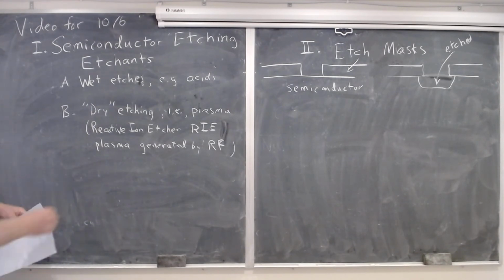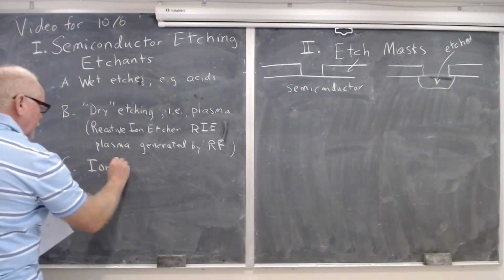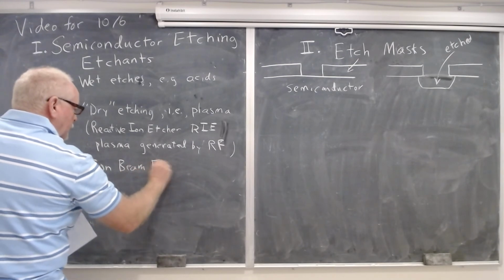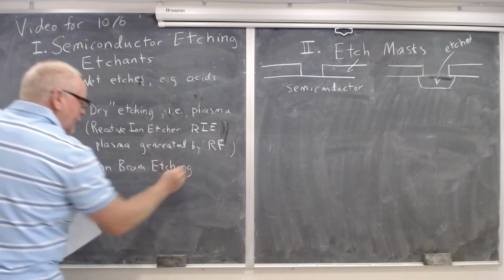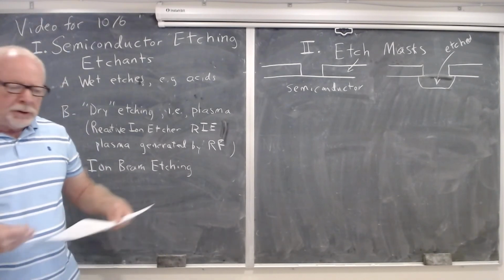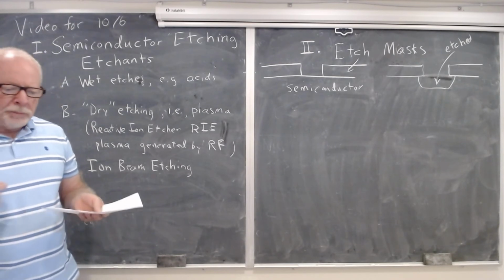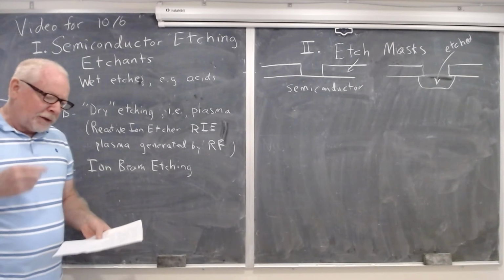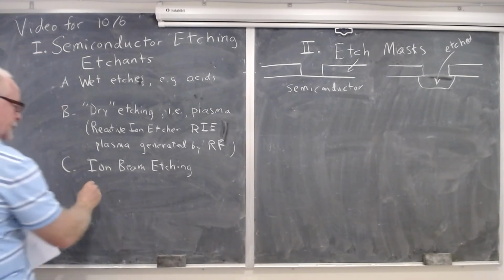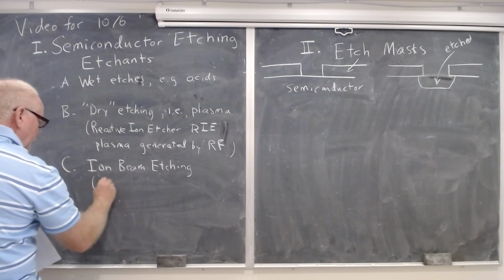And then C, there's ion beam etching. Which is kind of what it sounds like, which is where you have an apparatus, a piece of equipment that you place your wafer in, and you're able to generate a beam of ions that impinge on the substrate and actually just mill. This is essentially milling.